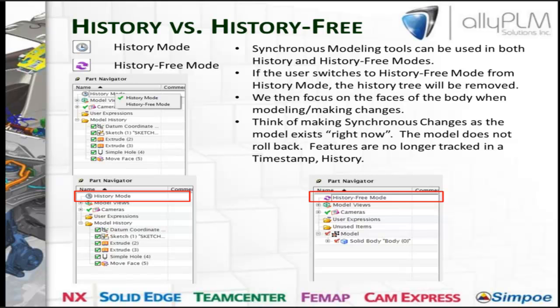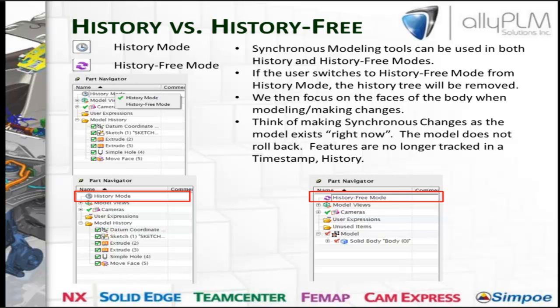As I mentioned earlier, synchronous modeling tools can be used both in history and history-free modes. What you're going to notice if you switch from history mode to history-free mode, the history tree will be removed. It's going to quit calculating and keep tracking those features.